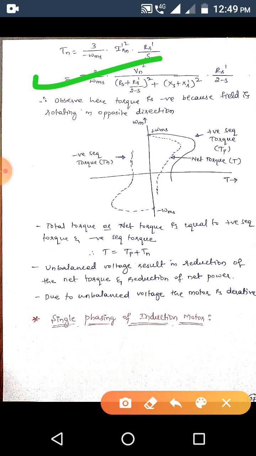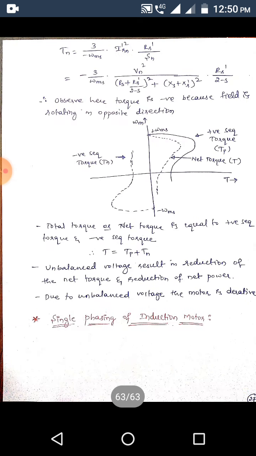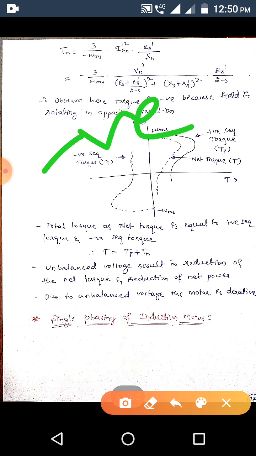Okay, because in the positive sequence we have the rotating field in the forward direction. But in the negative sequence component, the field is rotating in the opposite direction, so that's why you'll get the negative torque here. Okay, negative torque. If the torque is negative, obviously the power production with the negative torque will be negative here. Okay, so let us draw the speed torque characteristics for both the positive and negative sequence components here.